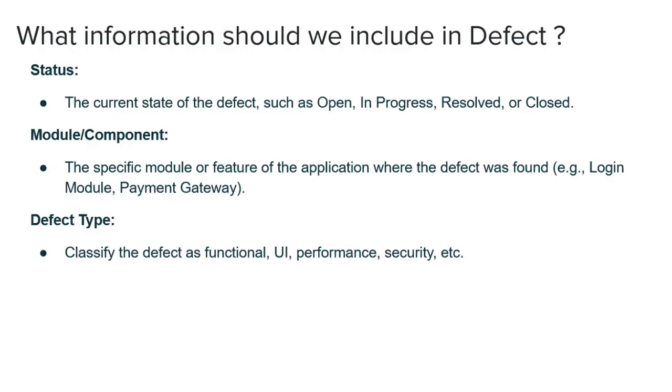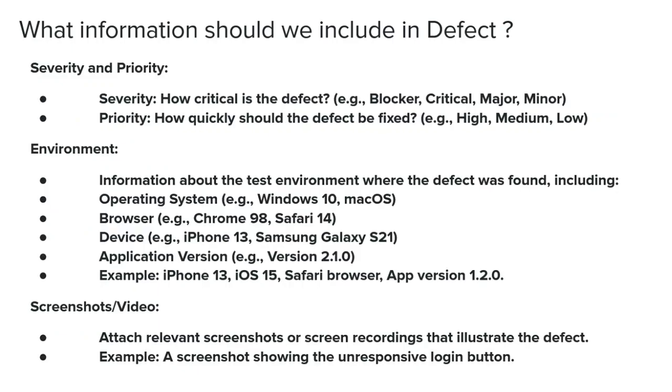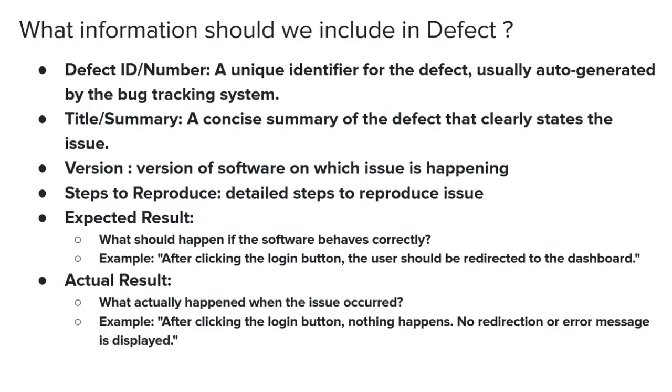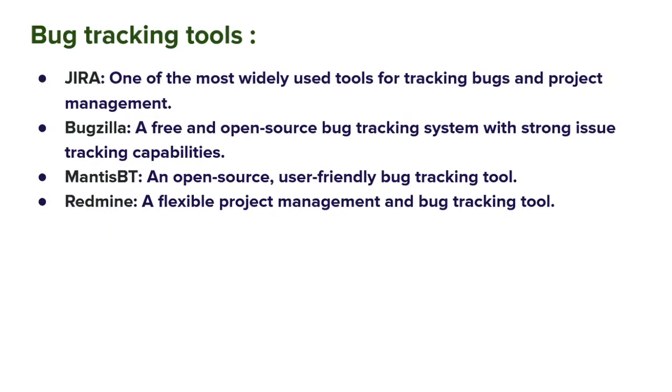So this is all about what is a bug and defect and what are the different types of information we have to provide while creating the defect. We have also seen there can be different types of tools which are available. Jira is most commonly used as a project management tool, and it can also be used as a bug tracking tool as well. There are some tools like Mantis, Bugzilla, which are specifically used only for bug tracking purposes.